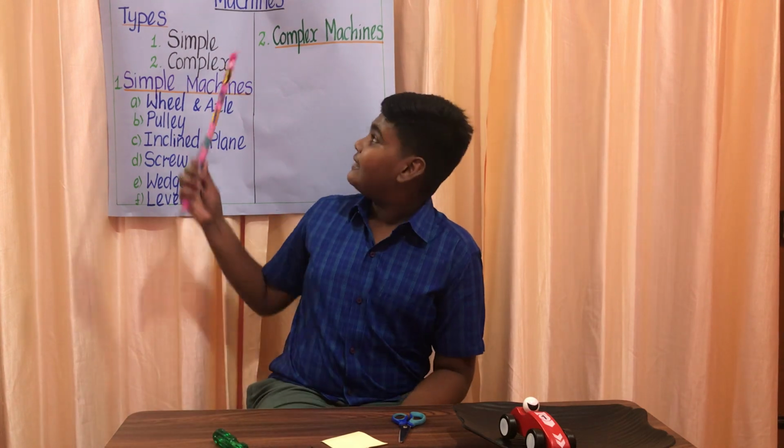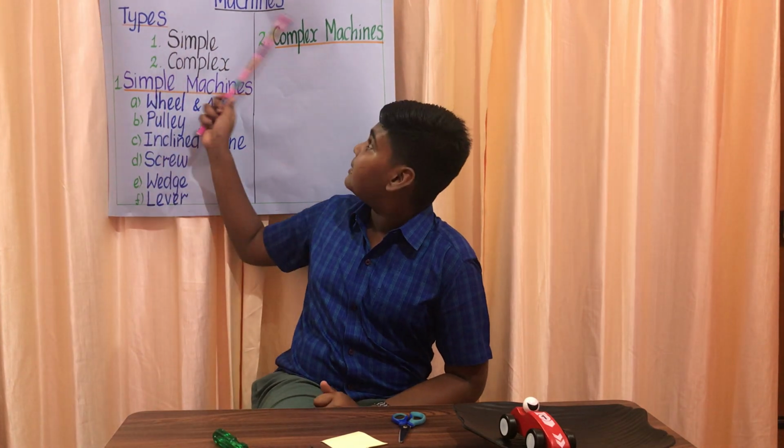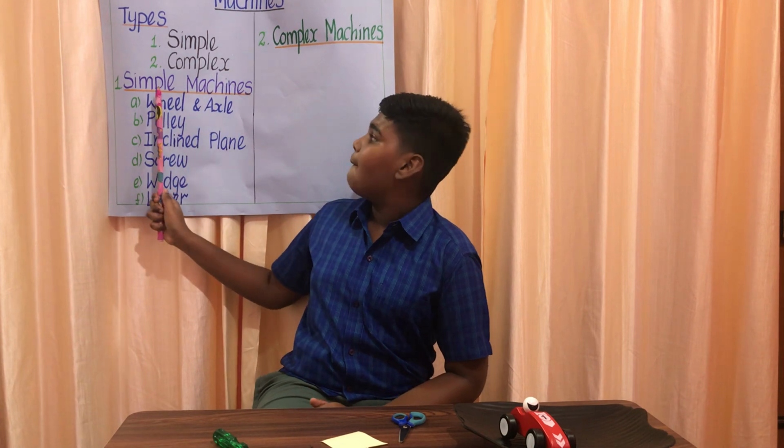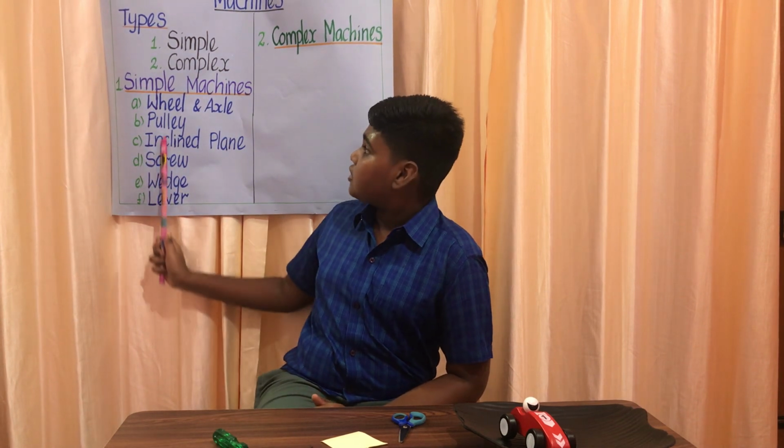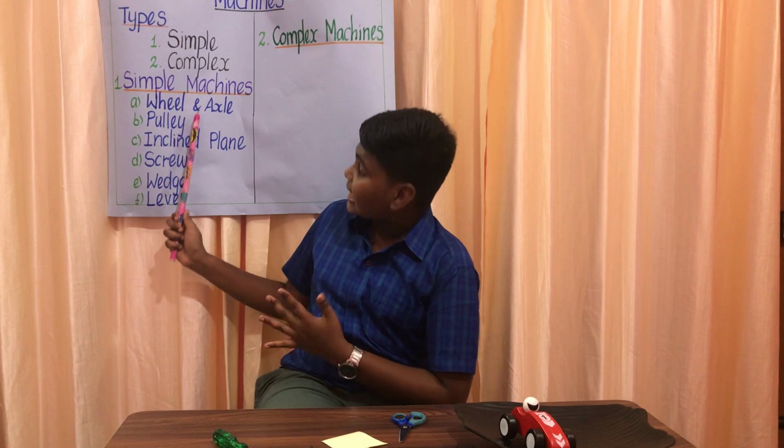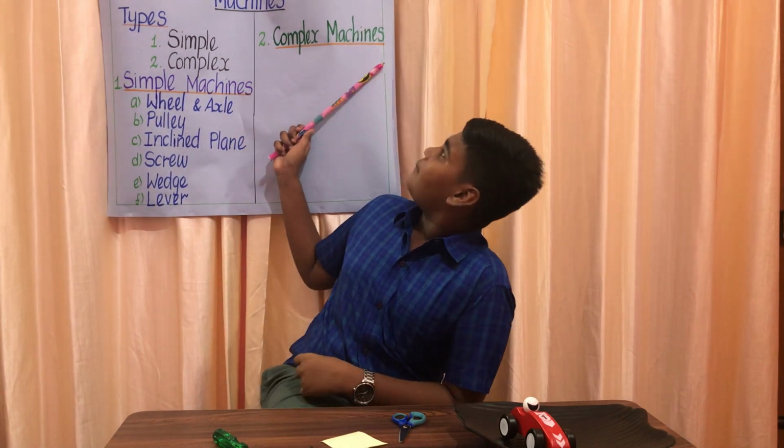So in today's class we learned the two types of machines. They are simple and complex. And we learned the examples of the simple machines and their definitions and examples. And we learned about complex machines.